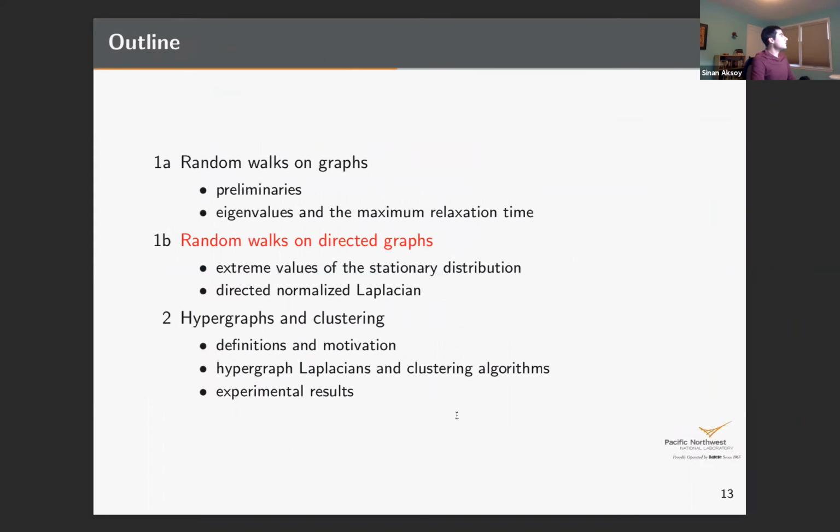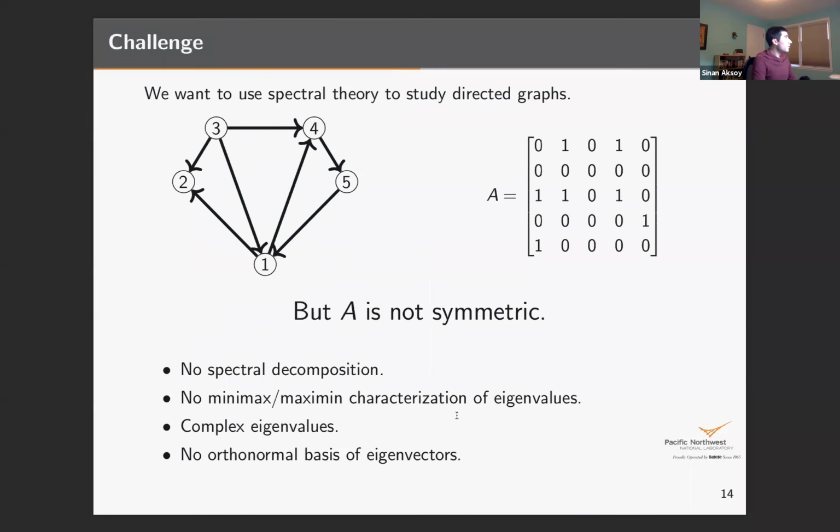All right, so that was a little flavor of some work on random walks on graphs. Now I want to turn to the setting of random walks on directed graphs. Right off the bat, when we want to study random walks on directed graphs using spectral theory, we run into an immediate challenge and somewhat of a roadblock, which is that a lot of the matrices that are natural to associate with a directed graph are not symmetric, like the adjacency matrix of the graph.